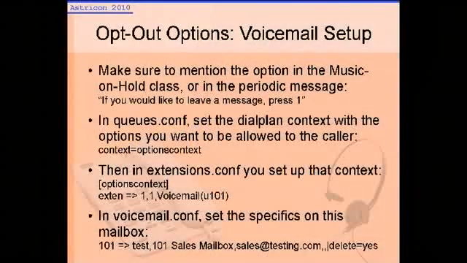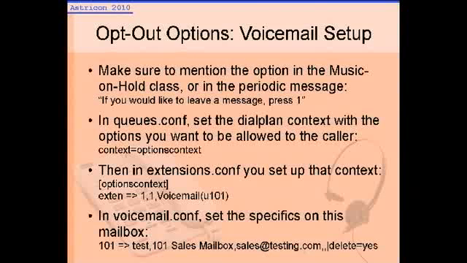Now, voicemail setup. You want to make sure that you have, "If you would like to leave a message, press 1," or something like that in your message. Then inside of queues, you can set up the context that you want to have all those options in, and then you create the context that has the press 1, the priority 1, voicemail, and then the voicemail box. And then you set the specifics for what you want to happen.